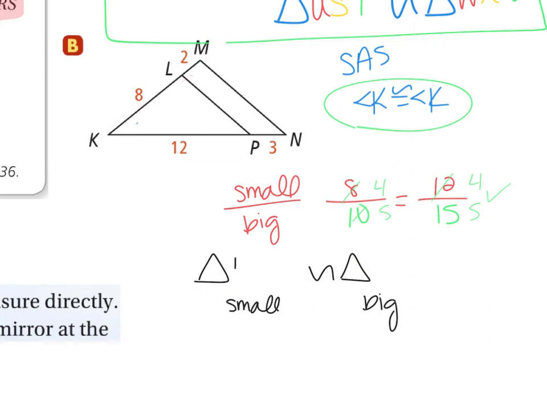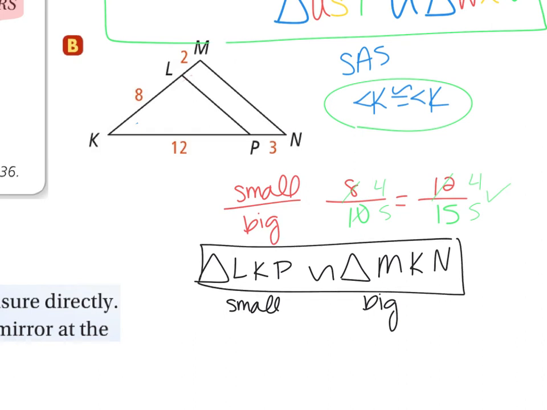So the top point would be L on the small triangle, and the top point on the big one would be M. The left point on the small triangle would be K, and it would also be K on the big one. And then the bottom right point would be P on the small one and N on the big one, sorry. So that would be your similarity statement.